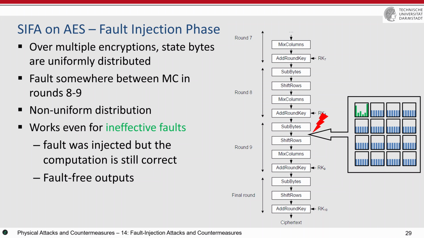You can do exactly the same on the effective set. But of course, using fault-free ciphertexts means that for CIFA, you don't need to have the faulty outputs. You need just the fault-free outputs, but all of them should belong to the ineffective group, or all of them should belong to the effective group.